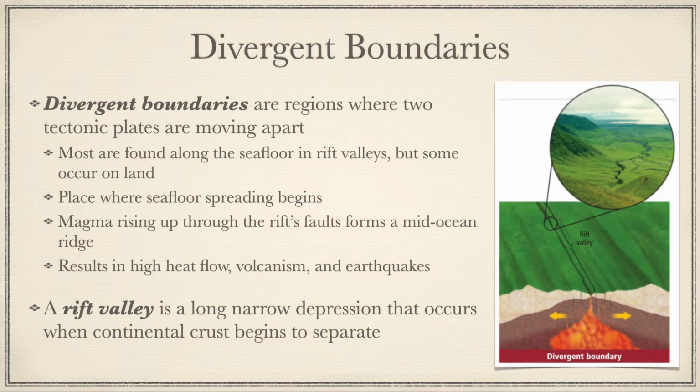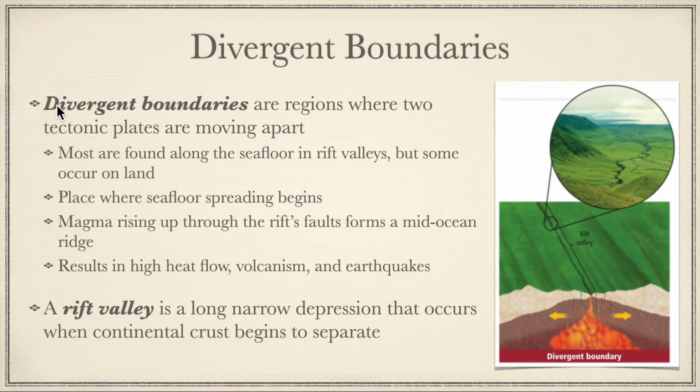So, divergent boundaries. Divergent boundaries are regions where 2 tectonic plates are moving apart. Most of these are found on the seafloor and rift valleys, but some occur on land. Now, this is the place where seafloor spreading begins. We talked about the mid-ocean ridges. Well, this is basically where the mid-ocean ridges are, at these divergent boundaries. Now, magma rising up through the rift's faults forms a mid-ocean ridge and also forms new oceanic crust. And this results in high heat flow, volcanism, and earthquakes in those areas.